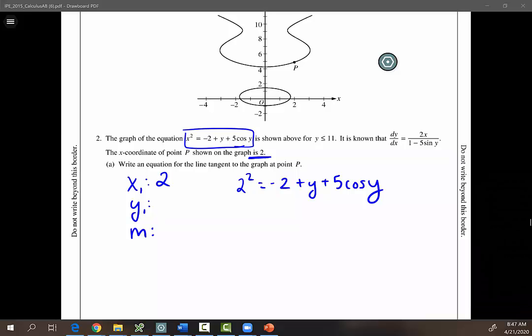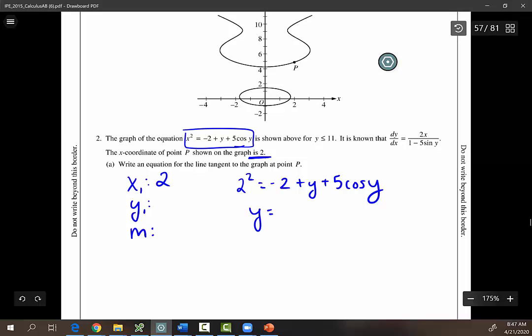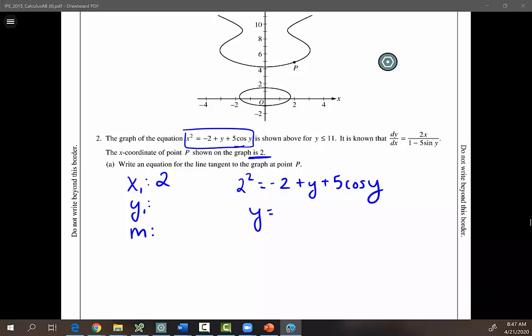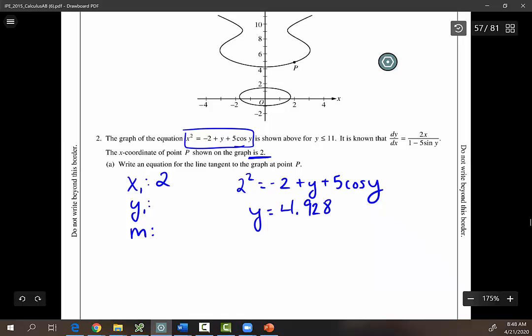Do you guys need me to go over how to do that on the calculator, or were we okay getting an answer? You should have got y equals 4.928, like 4 if you round it. Always 4 decimals for rounding.